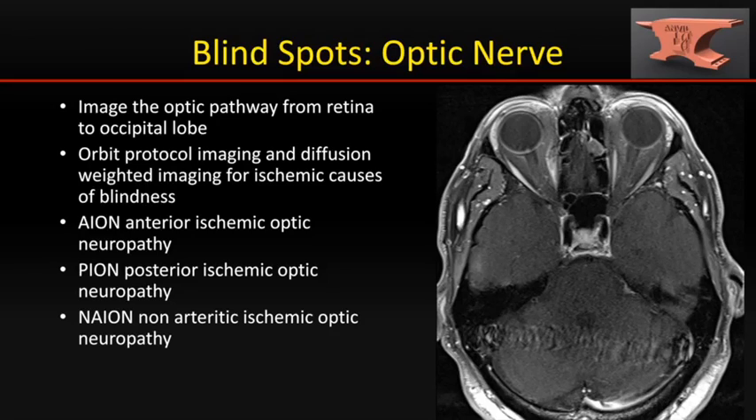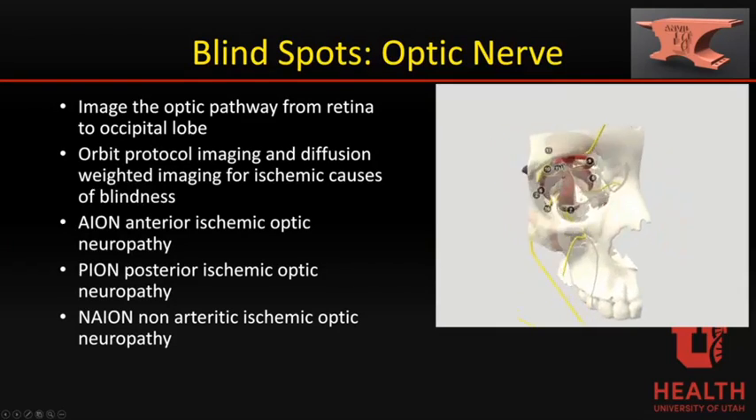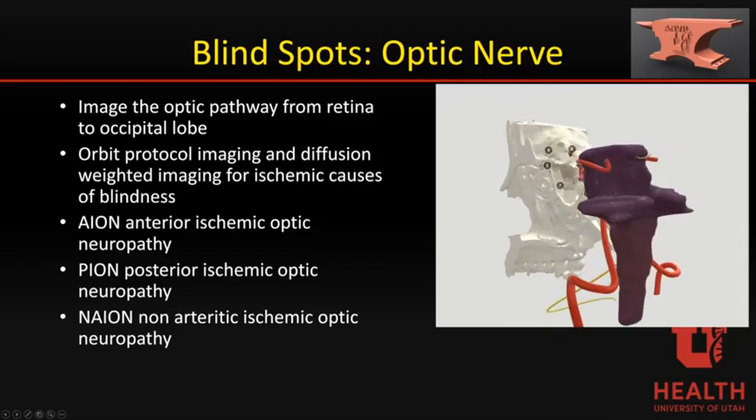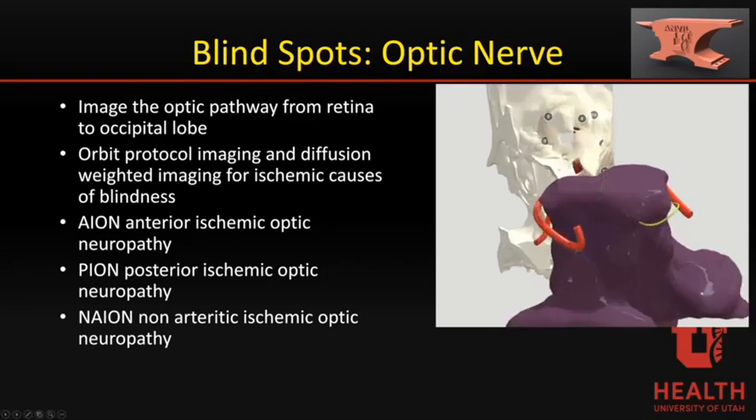The next imaging blind spot to continue along with is the optic nerve, and you really have to image the optic nerve from the retina all the way to the occipital lobe. We're looking at small structures, and particularly if you're trying to find anterior ischemic optic neuropathy, posterior ischemic optic neuropathy, or non-arteritic ischemic optic neuropathy, chase the optic nerve all the way back through the optic canal.